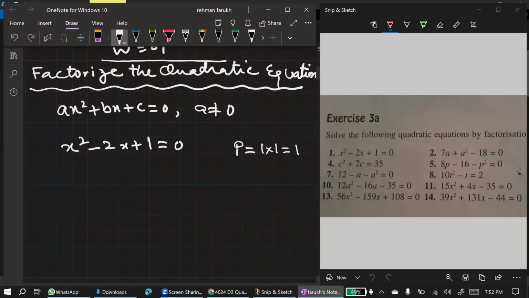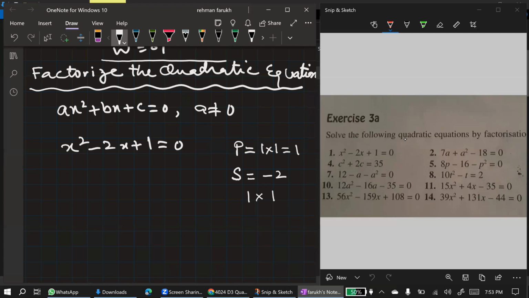Now we will let the coefficient of the middle term be the sum, that is minus 2. Now we want to factorize the product. 1 को हम factorize करना चाहते हैं. The possible factors of 1 are 1 into 1. यही factors बनते हैं. इनको किसी तरीके से ऐड करने से, सब्ट्रैक्ट करने से क्या माइनस 2 बन सकता है?